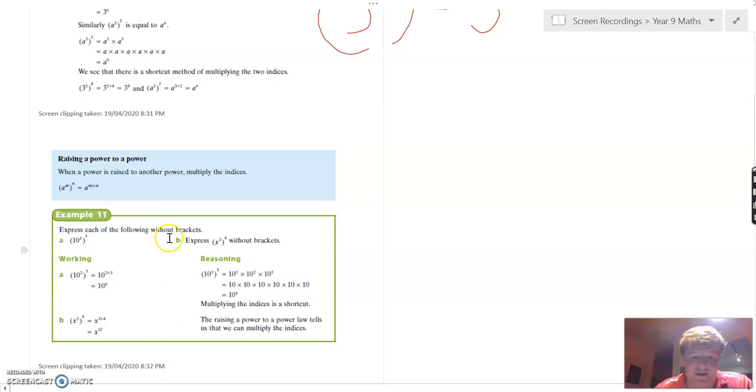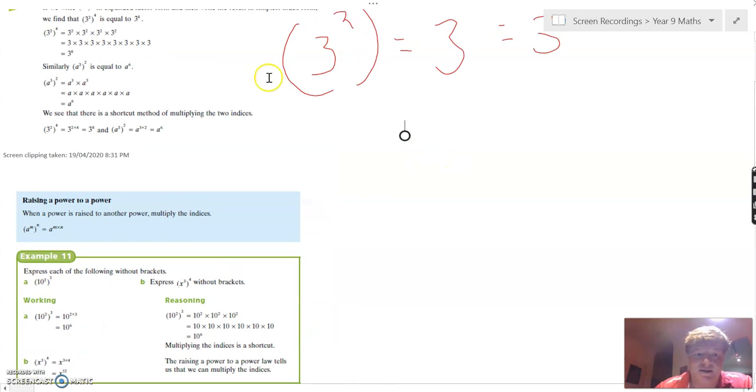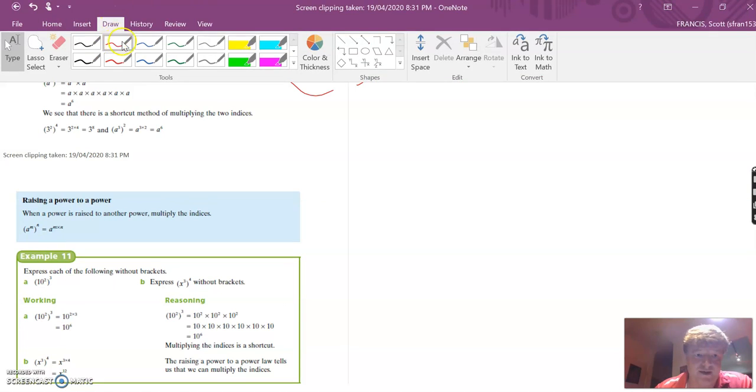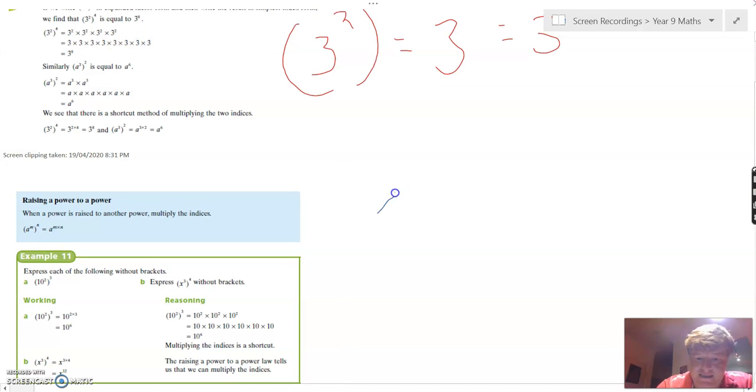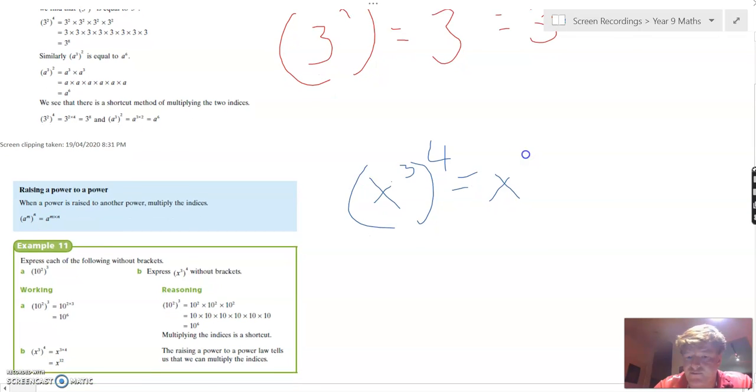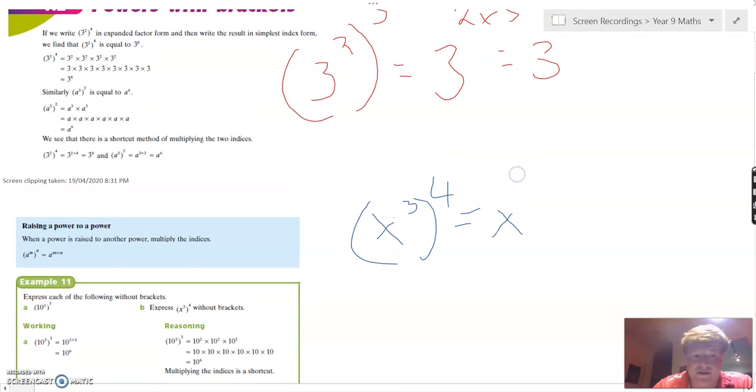The first one is exactly like that, right? 10 squared raised to the 3, and they've just asked us to get rid of the brackets effectively. So we've used exactly this rule to say it's 10, 2 times 3, is 10 to the 6. Let's do the second one just because that looks a little bit different. In this case, x cubed raised to the 4. What's that going to equal? Well, our rule is the base stays the same as x, and it's going to be 3 times 4. Okay, it's x to the 3 times 4. 3 times 4 is 12.